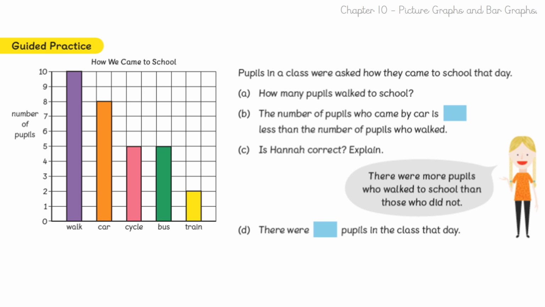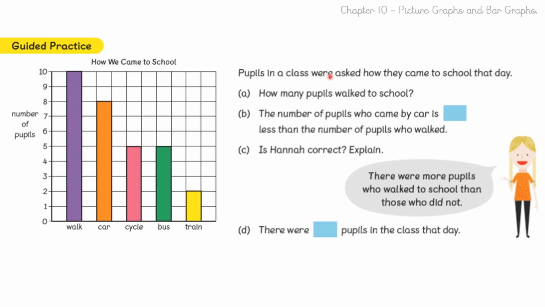Let's have a look at guided practice. Here we've got a bar graph, and we can see that we're looking at information about how we came to school. And the options are train, bus, cycle, car, or walk. And our scale gives us information about the number of pupils. So let's have a look at the questions that you will need to answer in a minute.